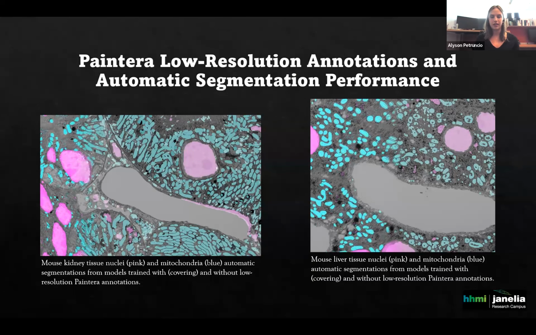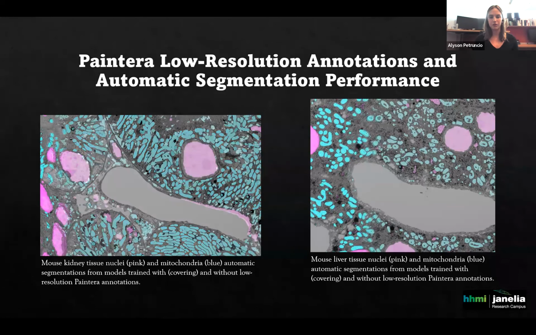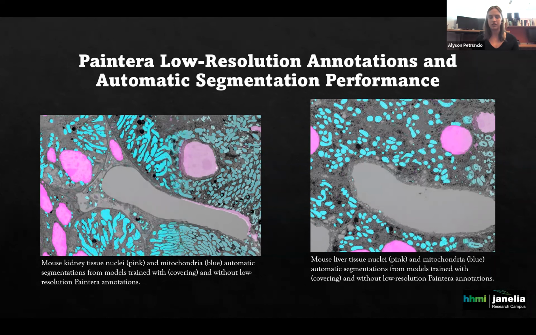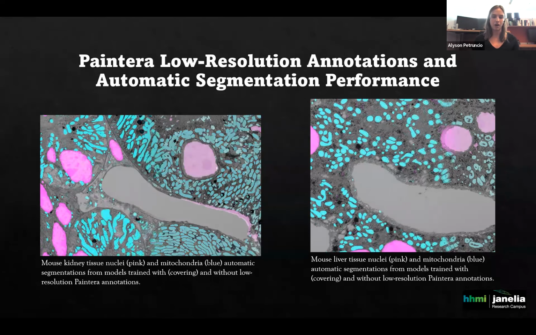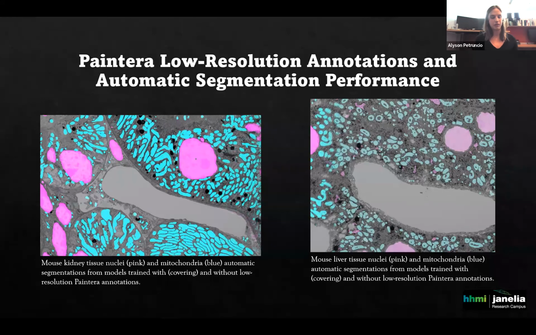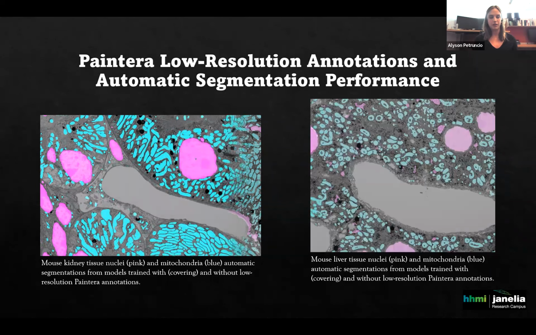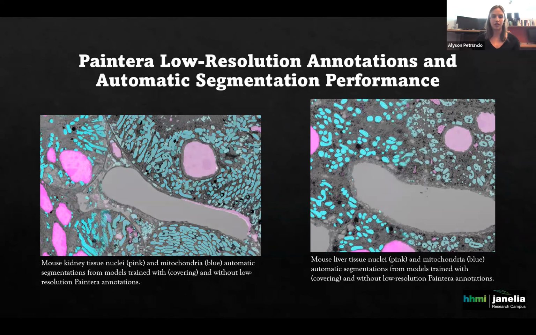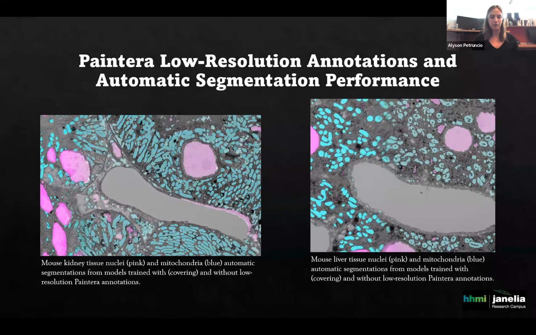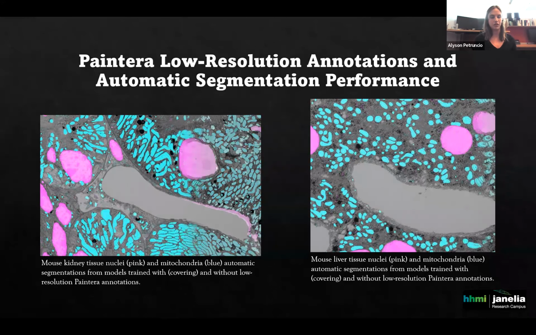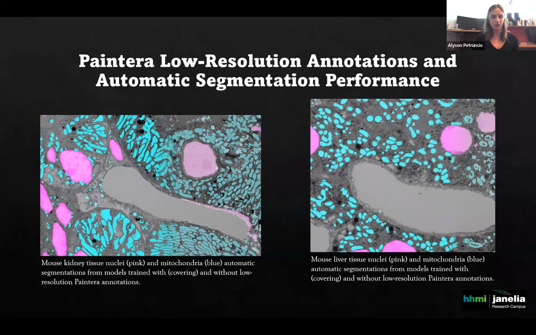So here is an example of how low resolution annotations in Paintera have greatly improved some of the training models that we've used on tissue data. On the left, you see some mouse kidney tissue. For both images that you're seeing, both the lower saturated and higher saturated image that's overlaying, the nuclei are in pink and the mitochondria are in blue.